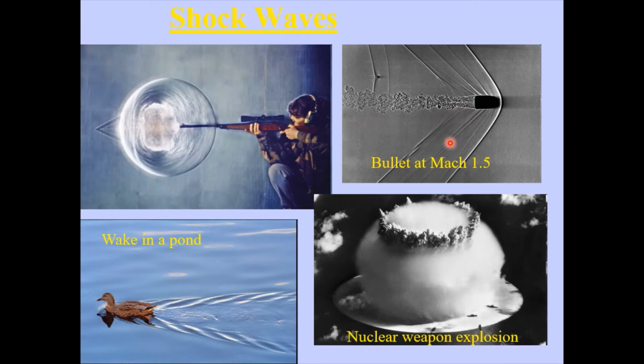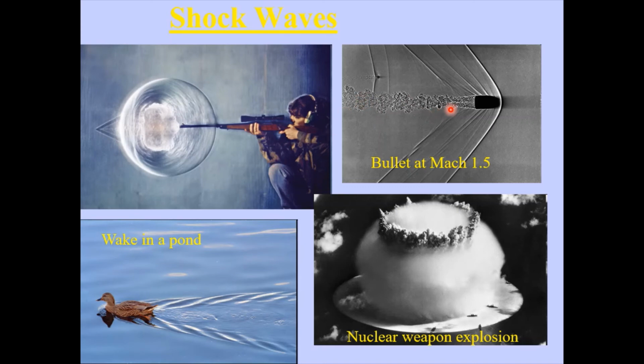This is a close-up of a bullet going at Mach 1.5. So again, this means it's traveling at 1.5 times the speed of sound. And you can see that out due to the tip of the bullet here, it's creating this shock wave here, and there are other shock waves coming off the sides of the bullet. And also, you can see some turbulence, which is kind of interesting, in the air behind the bullet.